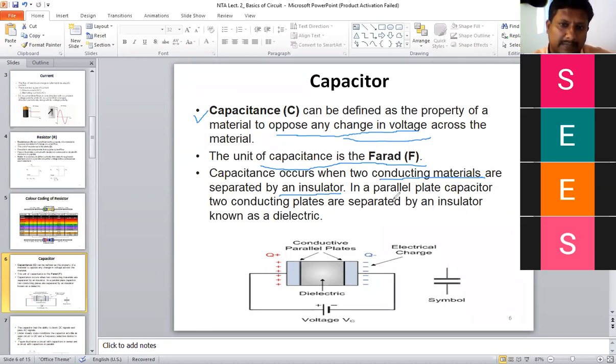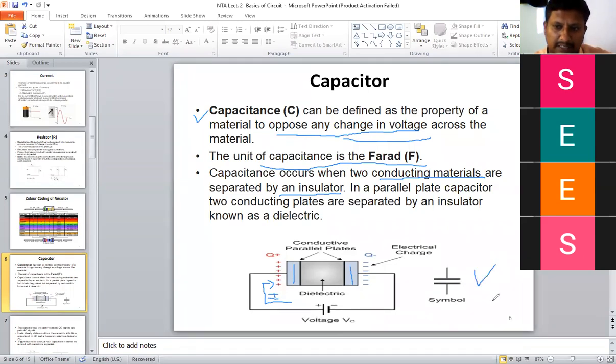So in a parallel plate capacitor, two conducting plates are separated by an insulator known as dielectric material. It's shown in this figure. Here is one plate, here is the second plate. The positive plate has the positive charges, plus shown on the left-hand side. On the negative plate, the negative charges are available. But when we connect a voltage source VC across the capacitor, the current will start to flow in this direction according to the polarity. Due to this current, the capacitor will try to charge itself.